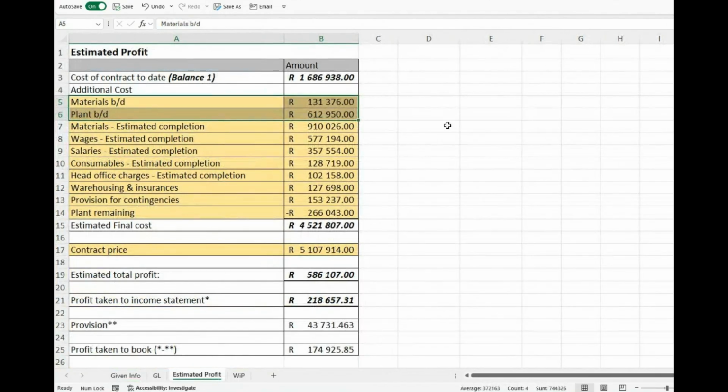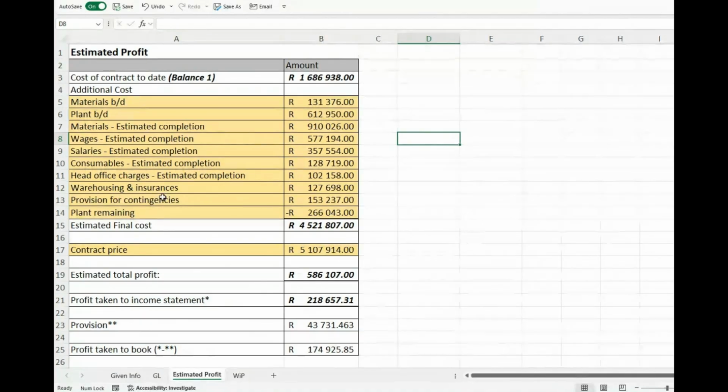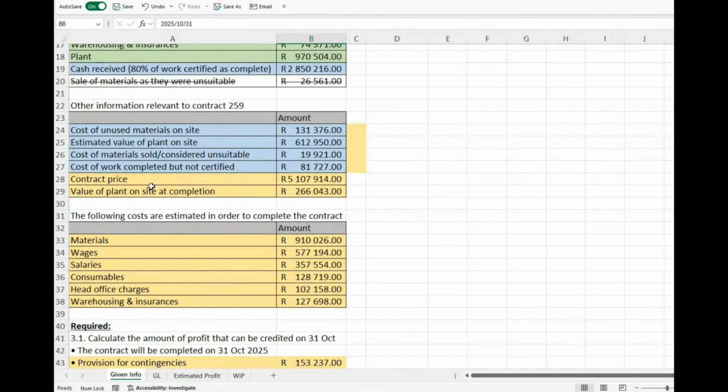Okay, so now let's have a look at it. So we take all these estimations. We also have the provision. We now add the provisions in here for the contingencies. That is where we add it. And then we subtract the plant remaining. Now, where did I get that from? The 266. Here it is, value of plant on site at completion. So it's there. Okay.